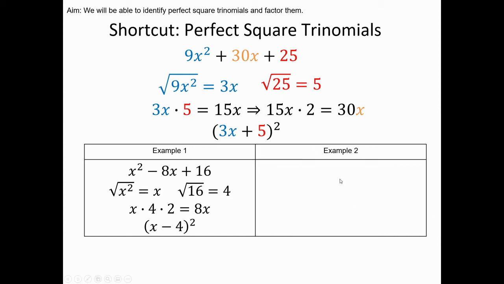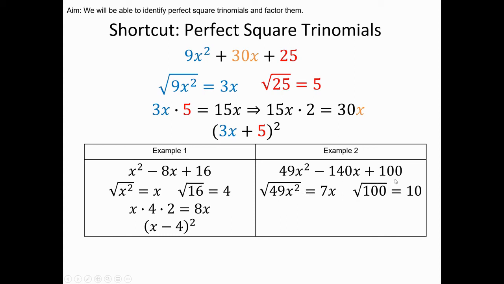Let's go ahead and do example 2. Let's look at something that's a bit more complicated. Look how crazy this looks, right? Look how big these numbers are. But we can take our shortcuts. And I'm just going to square root what's on the ends. 49x squared becomes, well, square root of 49 is 7 times 7. So that's 7x. And then the square root of 100 is 10. And if I take 7x times 10 and multiply that by 2, I do get 140x. So because everything checks out, I could just take these square roots right here and do 7x minus 10 squared.